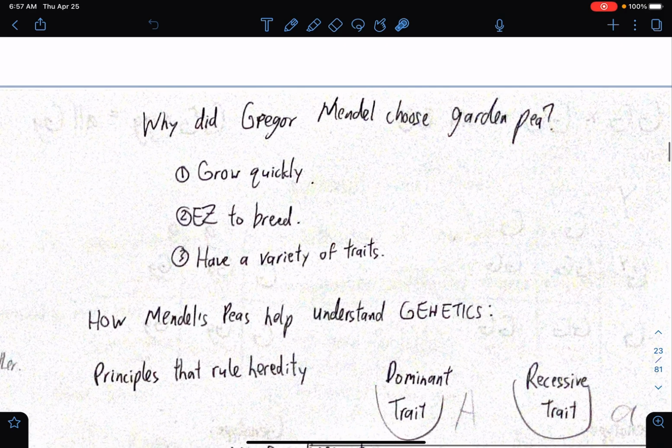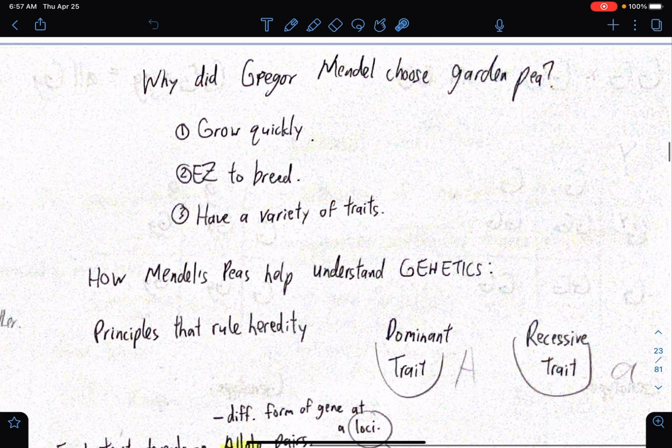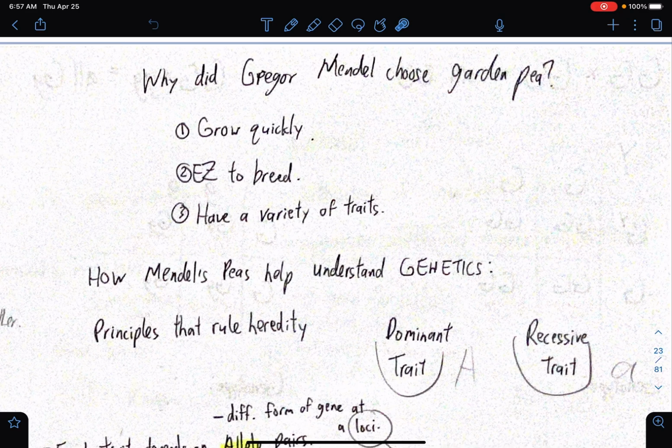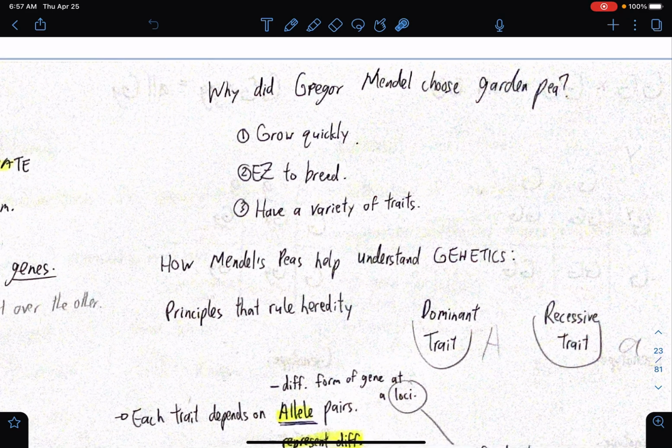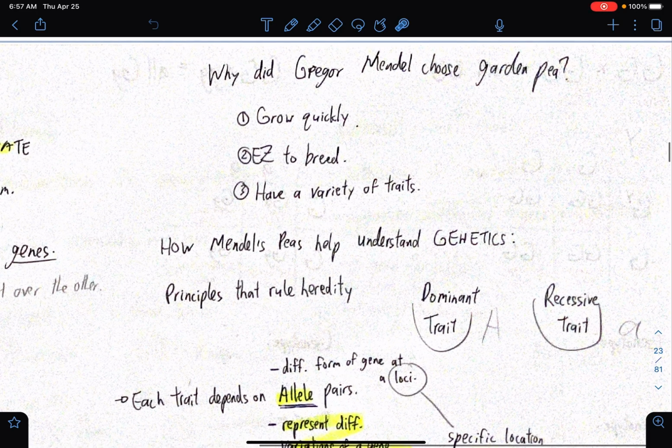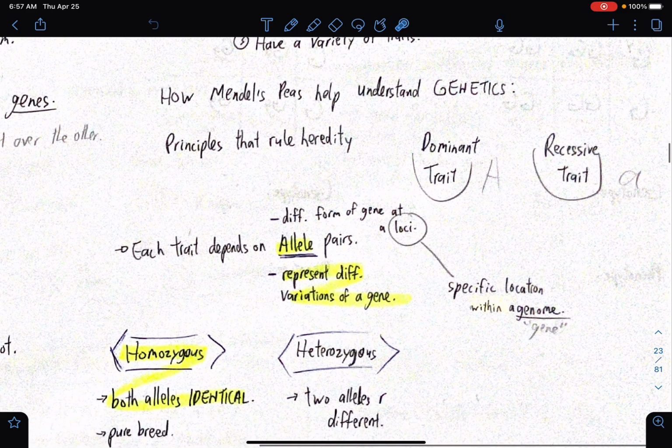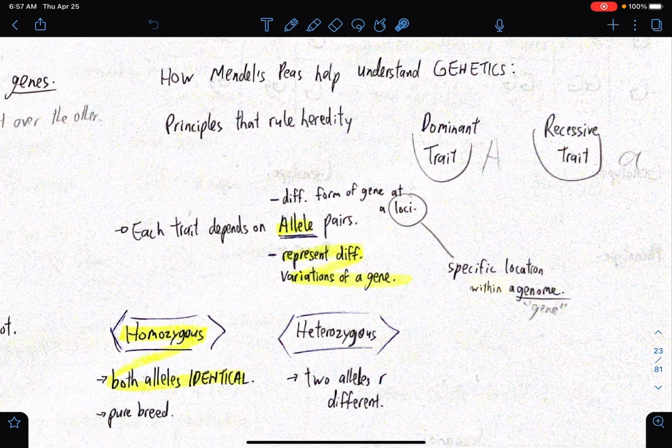Something about Gregor Mendel. He, by the way, is the father of classical genetics. Why did he choose the garden pea in his experiment? First, the garden pea grows quickly, secondly, it's easy to breed, and thirdly, it has a variety of traits. So he thought that the garden pea was the best kind of plant to use in order to study this scientific discipline, which was very new in his time.